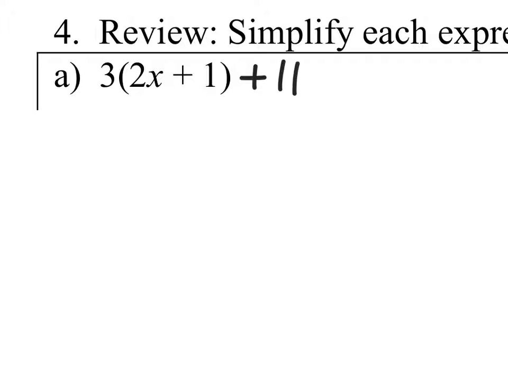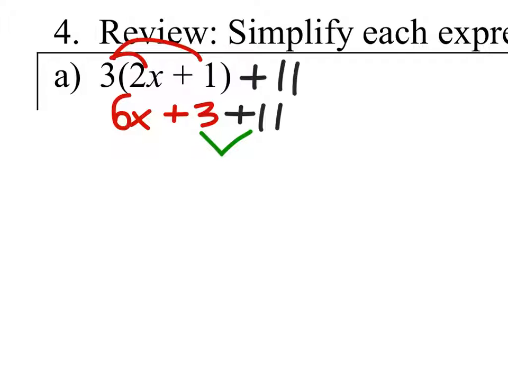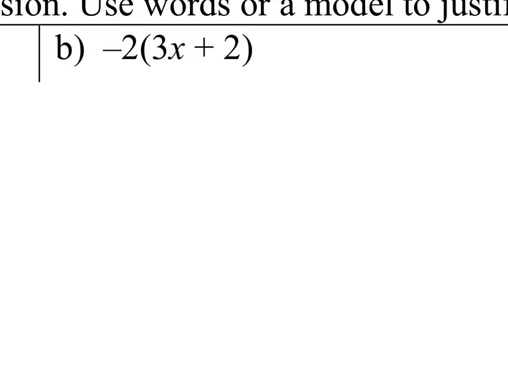Well, that's 3 groups of 2x plus 1. So distribution, which is also the same as multiplication. 3 times 2x is 6x. Plus 3 times 1 is 3. And then we got this plus 11 right here, right? Well, to fully simplify this, I would have to combine the 3 and 11, giving us 14. So the final simplified expression, 6x plus 14.